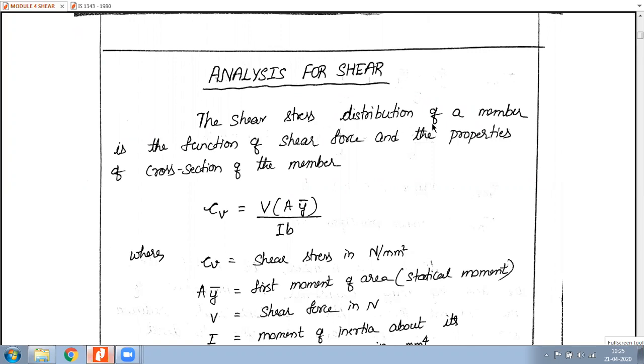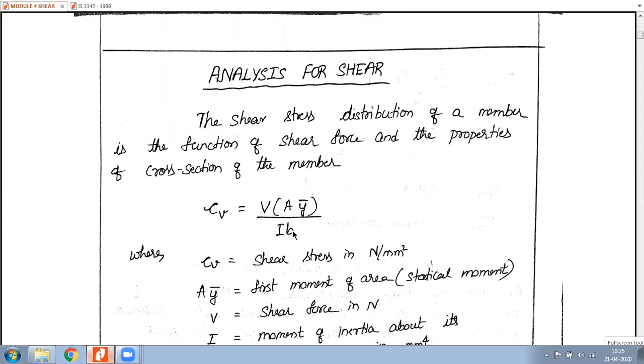The shear stress distribution of a member is a function of shear force and the properties of the cross section of the member. The shear stress tau v is given by V into A y bar divided by I into b, where tau v is the shear stress in Newton per mm square, A y bar is the first moment of area. We have studied about the first moment of areas, that is statical moment. Then V is the shear force, I is the moment of inertia, b is the width of the section.